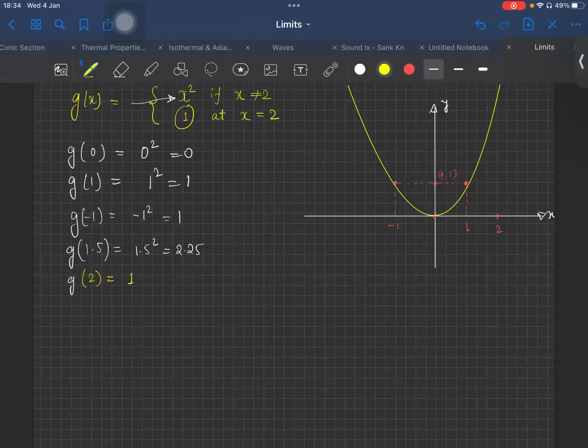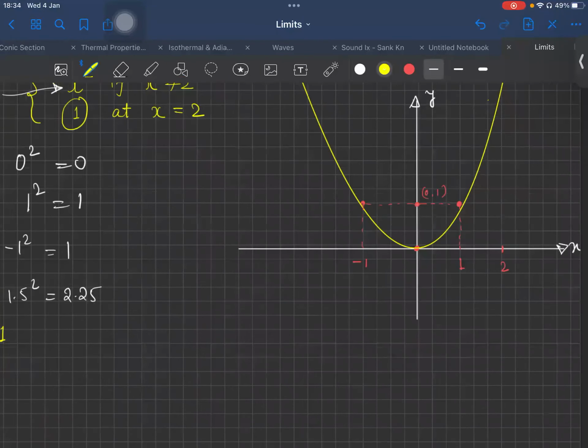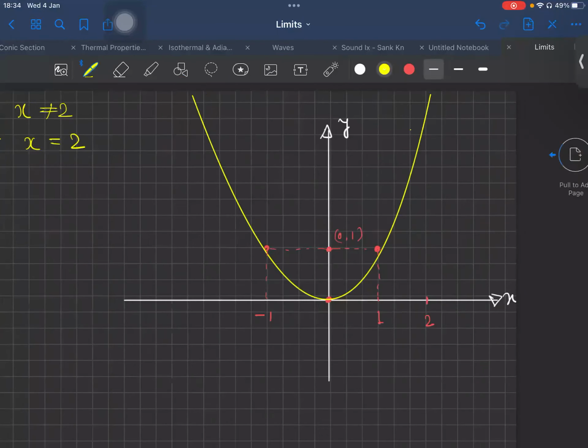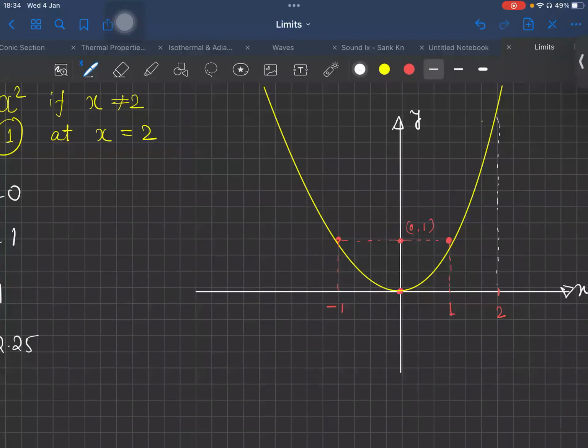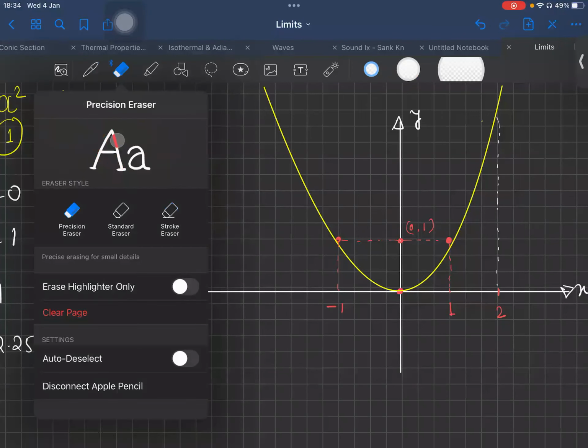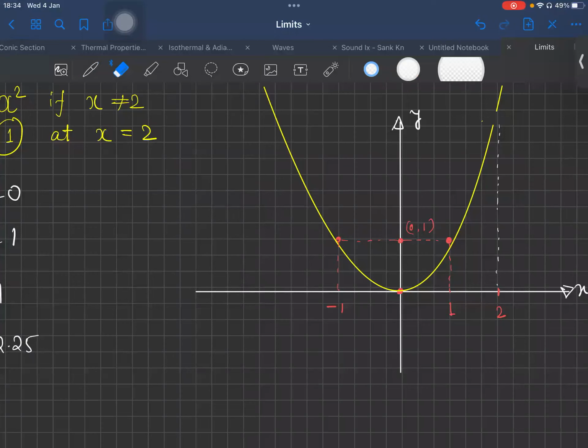Okay, so let's zoom in here. At x is equal to 2, the graph should not be continuous. There is a break in the graph. So let's erase it here. So there is a break.